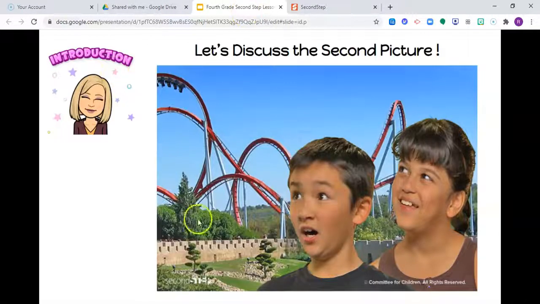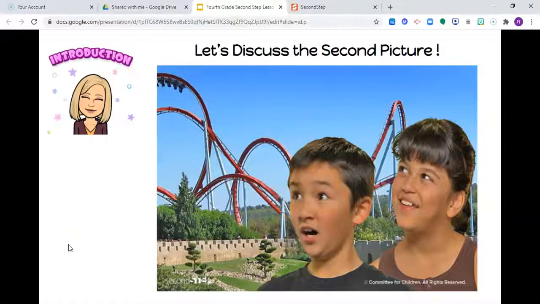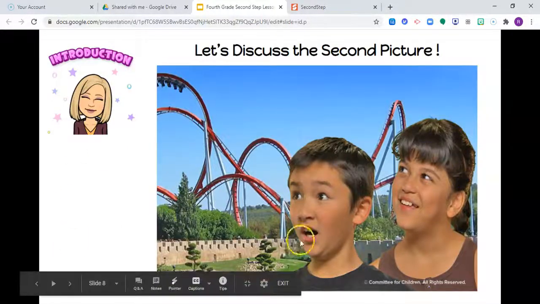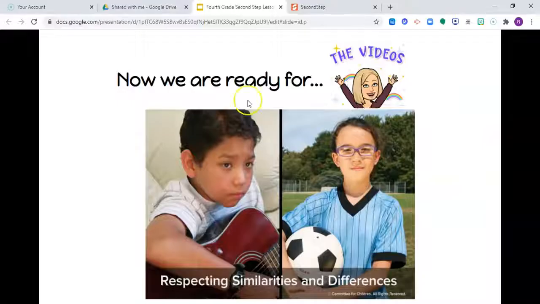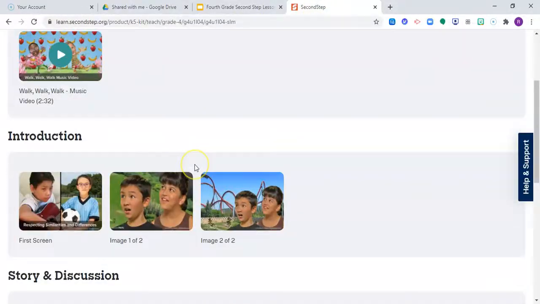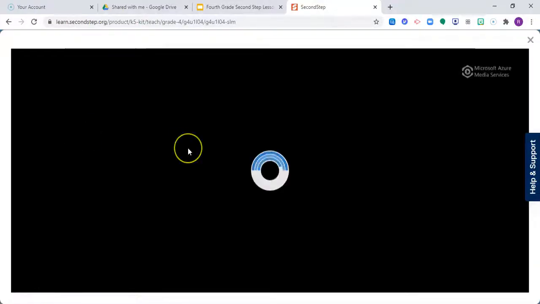Oh, really quick. So what they were looking at is they were looking at the roller coaster. So she really enjoys a roller coaster, but Yoshi might be afraid of roller coasters. It's just like the example about school. So now we're going to go ahead and watch our video. Okay, so let's start our video.